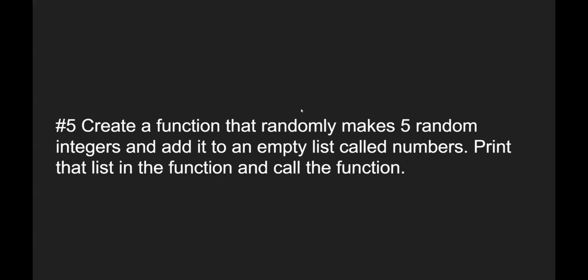So for number 5, create a function that randomly makes 5 random integers and then add it to an empty list called numbers. And then print that list in a function and call the function. Okay, I'll go over the answer.